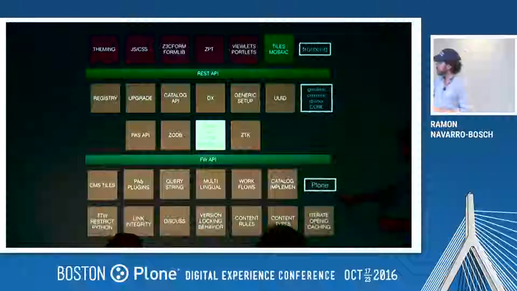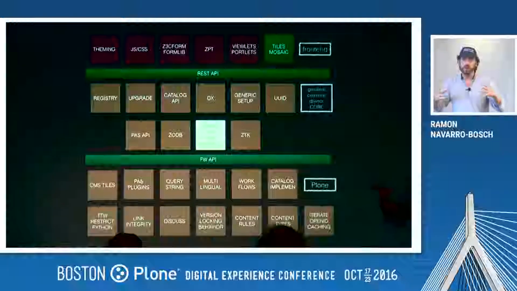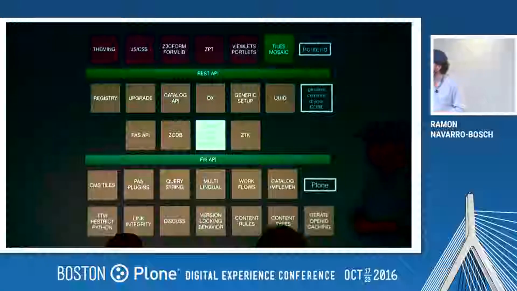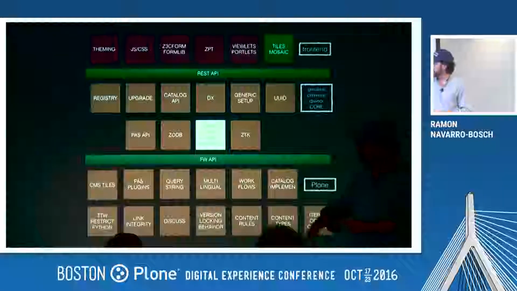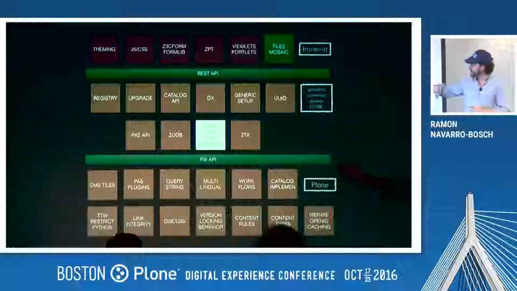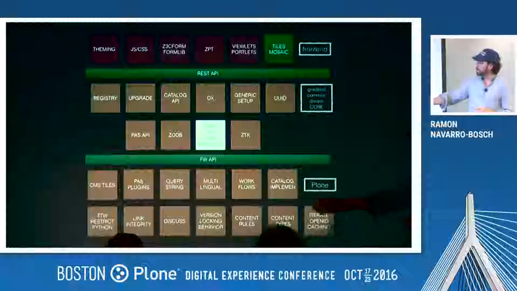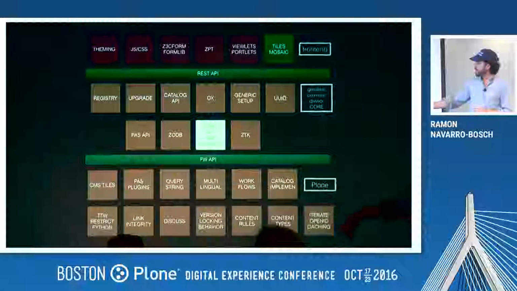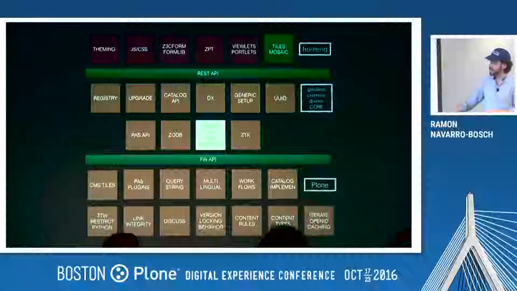Then we took what we decided to call the add-ons that are in core, more or less. The implementation of tiles, all the different PAS plugins, query string, multilingual, workflows, the implementation of the catalog through restricted Python, link integrity, plone.app.discussion, version locking behavior, content rules, content types, iterate, OpenID, and caching.